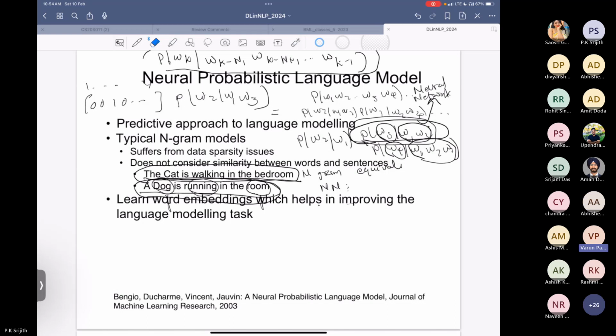Sir, what would be the size of the output layer here in the network? We'll come to that. We are going to discuss this neural network structure.